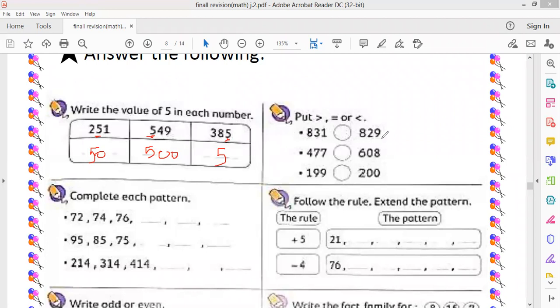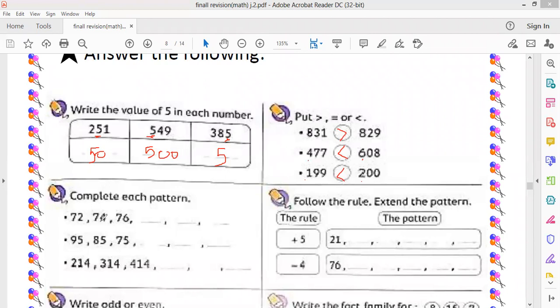Put greater than, equal to, or less than. 831, 829. Excellent, 831 is greater. 477, 608. We have here 400 and here 600, so the greater is 600. 199, 200. We have here 100 and here 200. We choose 200.